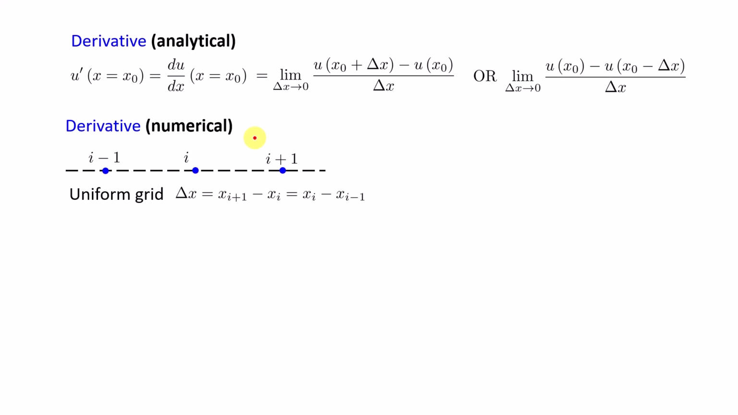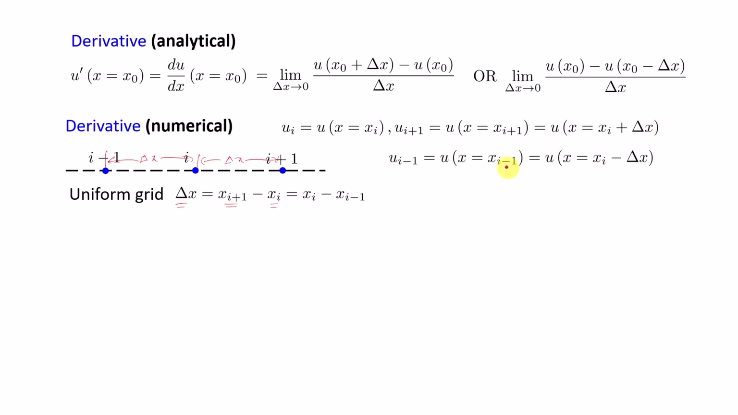Numerically, we can have this uniform grid here, and let us say we are taking these 3 points just for simplicity, i minus 1, i, and i plus 1, and my delta x is xi plus 1 minus xi. That is, this is my delta x, which is same as this xi minus xi minus 1. That means same as this. So the grid size is uniform. Ui is u at x equals xi. Ui plus 1 is u at x equals xi plus 1. We can write that this is x equals xi plus delta x.